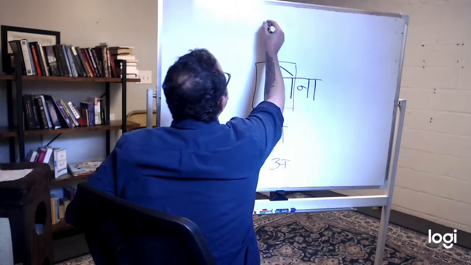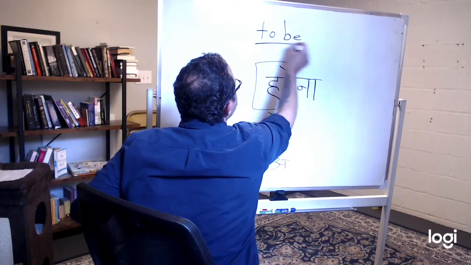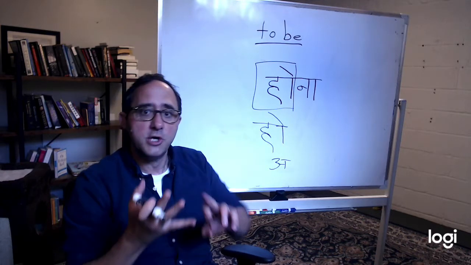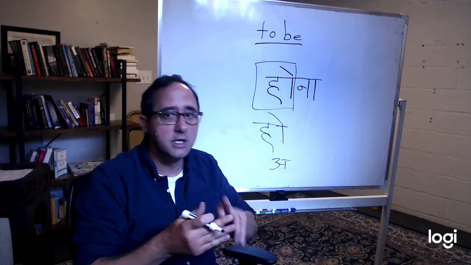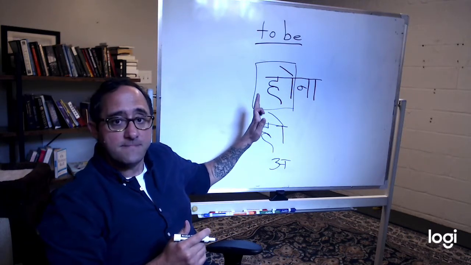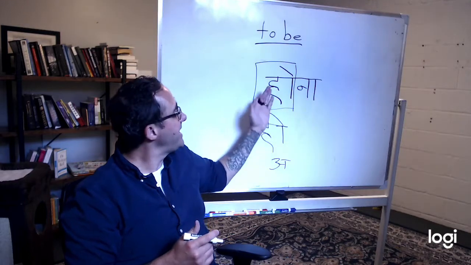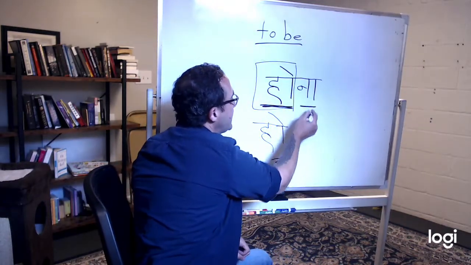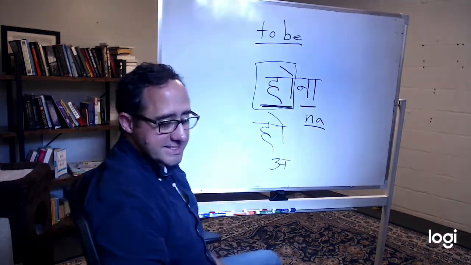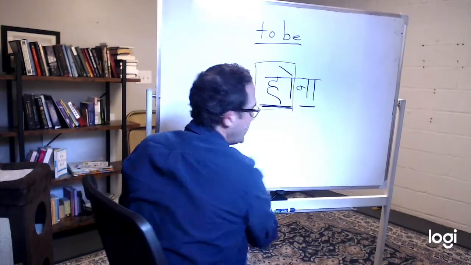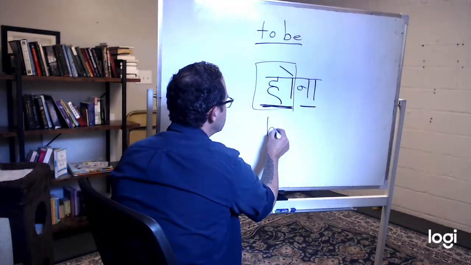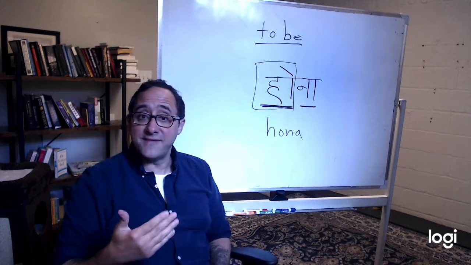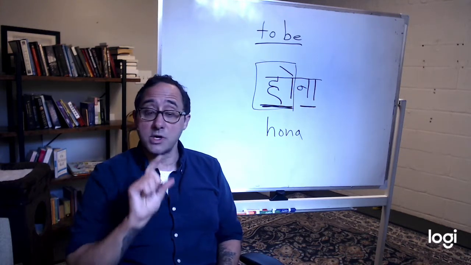Just like we write to be. This is how we write the infinitive form of an English verb. To be, to run, to walk, to go. Well, in the same way, Hindi has it within the verb itself. It has the root, this base form, followed by na. So this word here is hona.